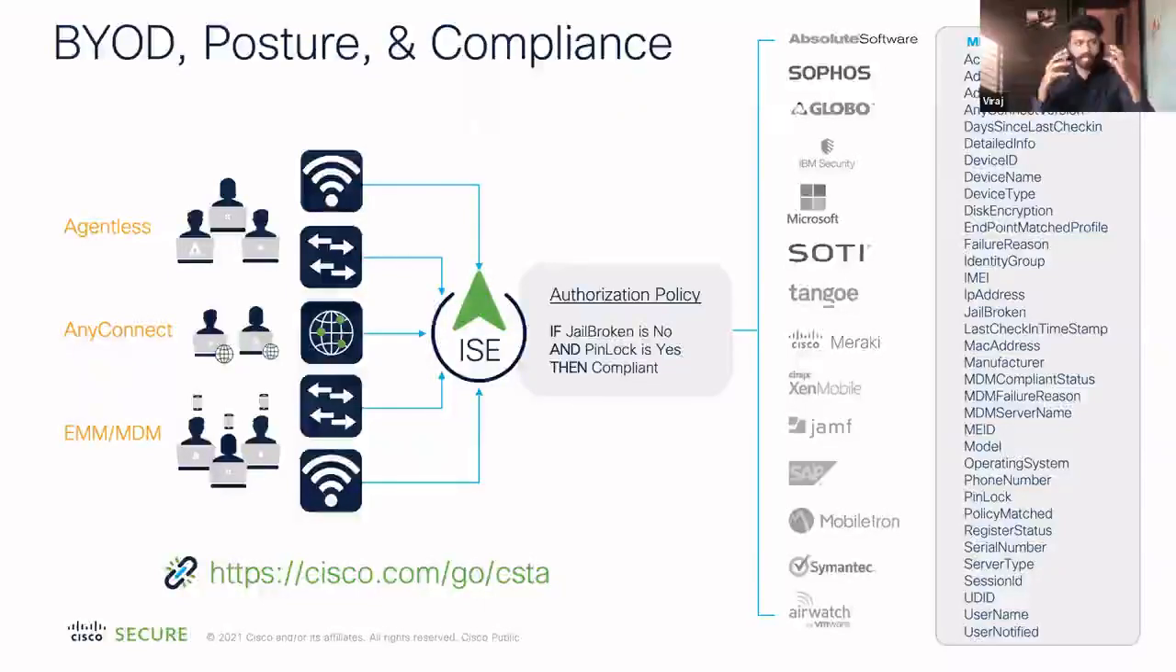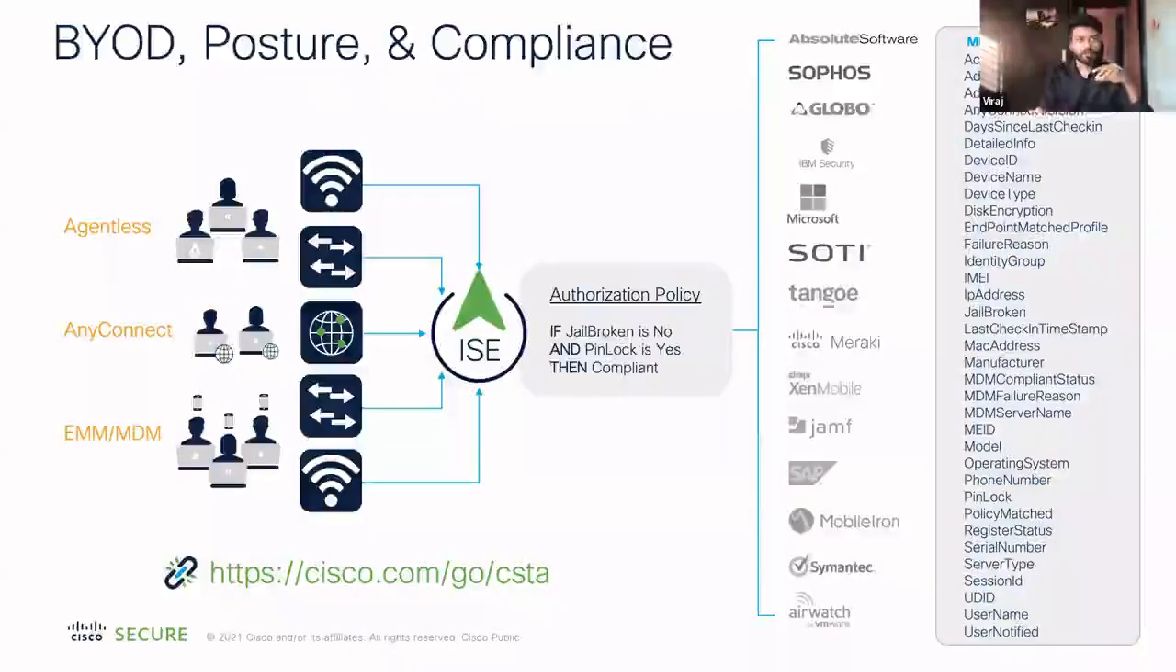So what if the iPhone that you are trying to connect is jailbroken, right? That's not really secure. What if your Android phone that you're using is rooted, right? And if there's a rooted phone, you can do a lot of things, as we all know. So should these things be allowed? Of course not. And how are we going to do it? By using an authorization policy with the help of ICE.